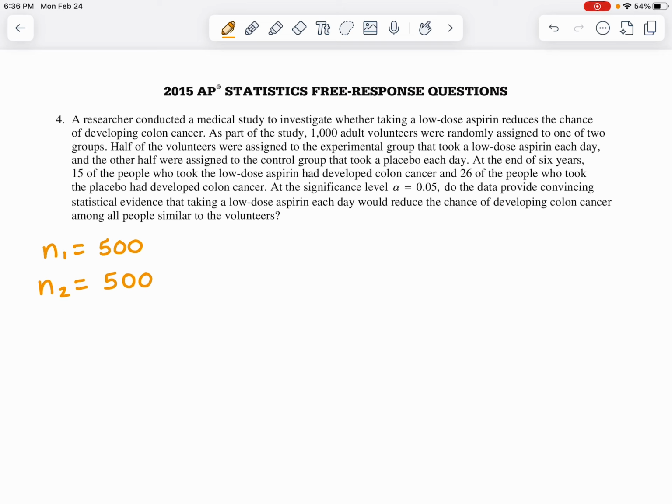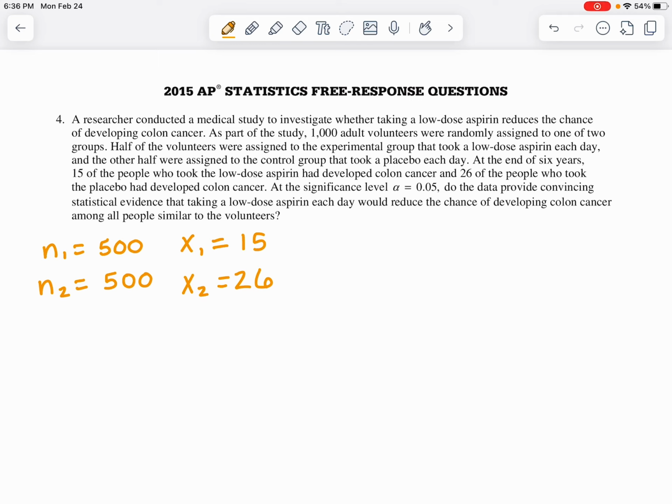At the end of 6 years, 15 of the people who took the low-dose aspirin had developed colon cancer, and 26 of the people who took the placebo had developed colon cancer. Okay, so that tells me that in group 1, those are the people who took the low-dose aspirin, there were 15 people who developed colon cancer. And in the second group, there were 26, the placebo group.